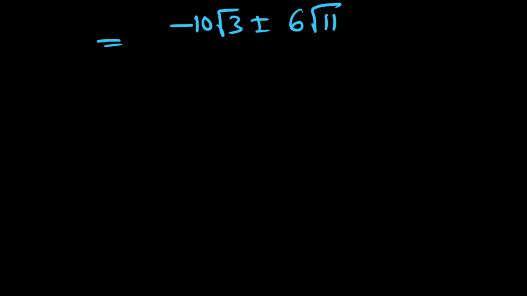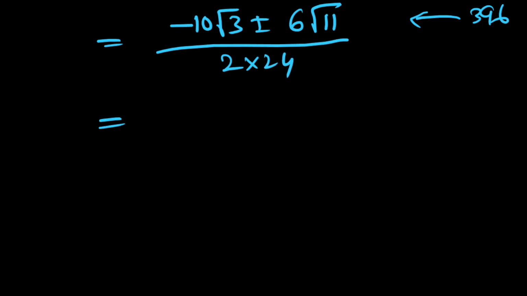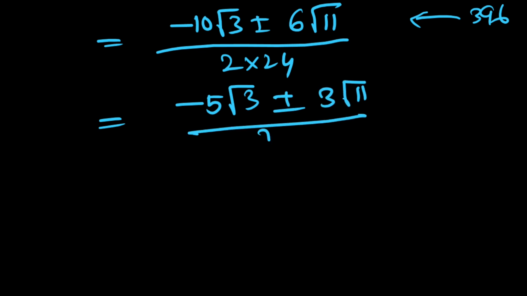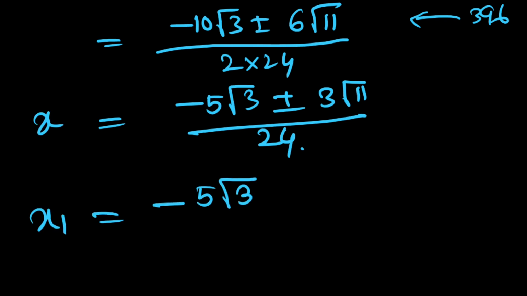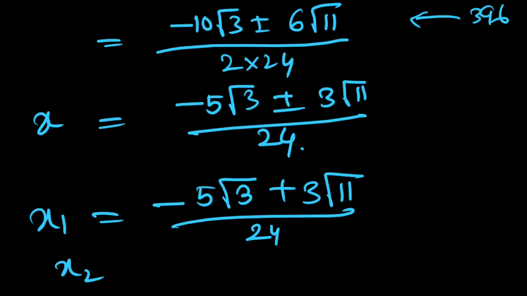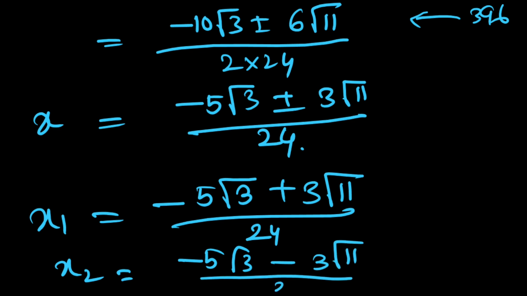If we break this number 396, we get this, and the denominator is 2 multiplied by 24. So the 2 cancels, and we get minus 5 root 3 plus minus 3 root 11 over 24. Therefore x is equal to this. So we denote x1 as minus 5 root 3 plus 3 root 11 over 24, and x2 as minus 5 root 3 minus 3 root 11 over 24.